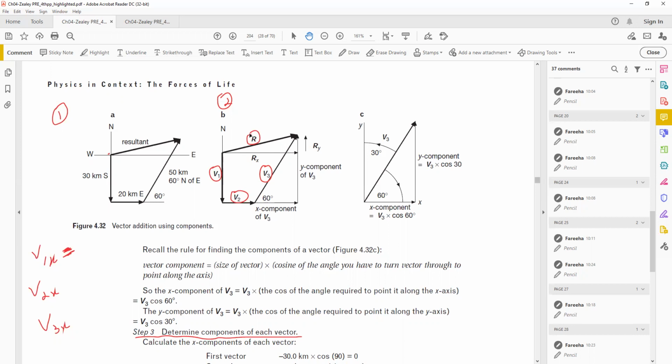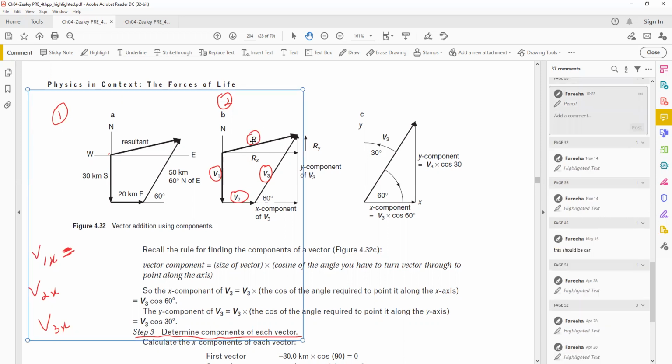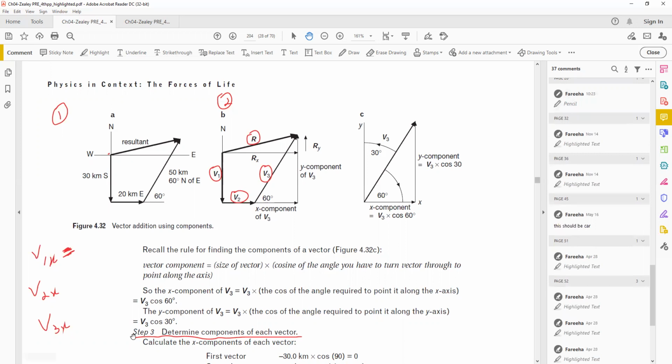And then what we have to find is the resultant R. So R, we've used the symbol R for the resultant. Now, the third step is, as we just said, that you have to find the components of each vector. When we talk about components, we're talking about x components and y components. So we have to find the x and y components of v1, v2, and v3.